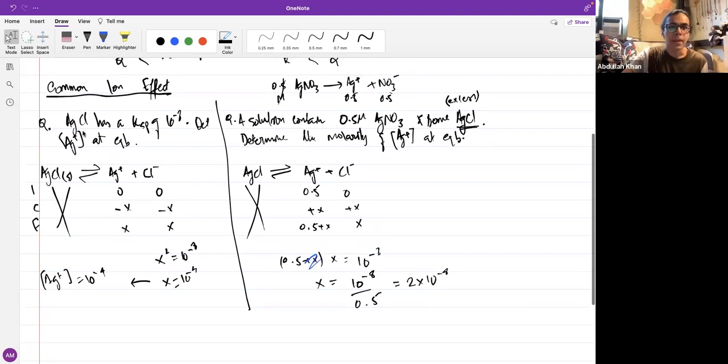Great. So that's the common ion effect. You will be given two things, one highly soluble, one not so soluble. You take the highly soluble, you break it apart, and those values go into the initial of the ice table. That's the difference with a regular non-common ion question.